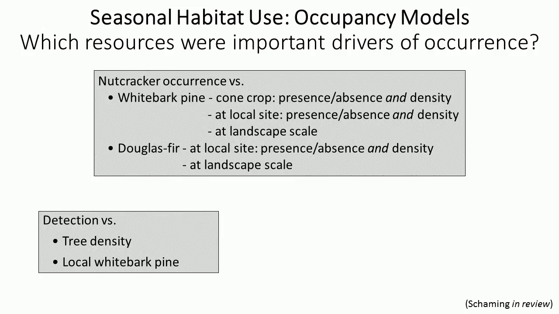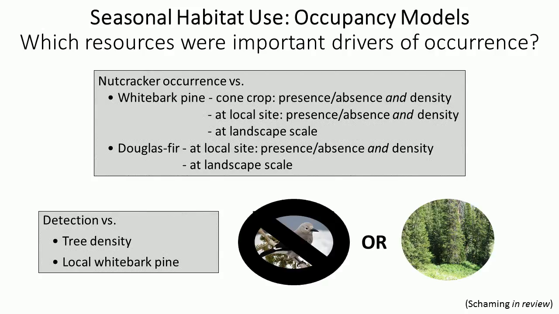And I looked at whitebark pine cone crop, both presence, absence, and density. Whitebark pine trees, whether their presence, absence, or what the density was at a local scale, and then I looked at the abundance of whitebark pine on a landscape scale. Same variables for Douglas fir minus the cone crop. I also included detection, and looked at detection versus tree density and local whitebark pine. And detection is really important to include because it allows you to get at whether, when you don't see a bird, they're not there, or they're there and you're just not seeing them.